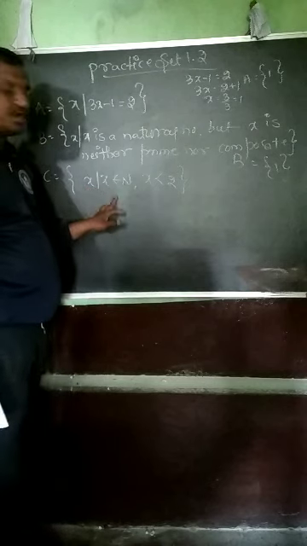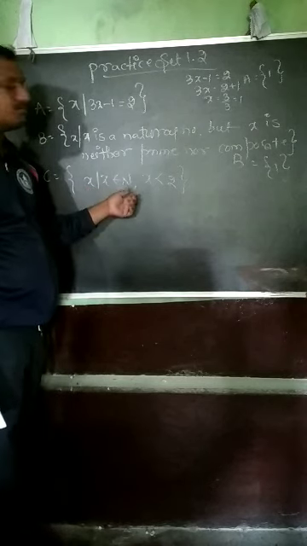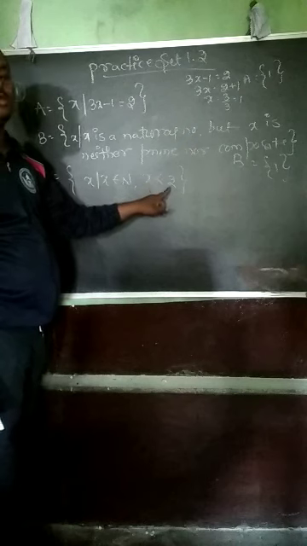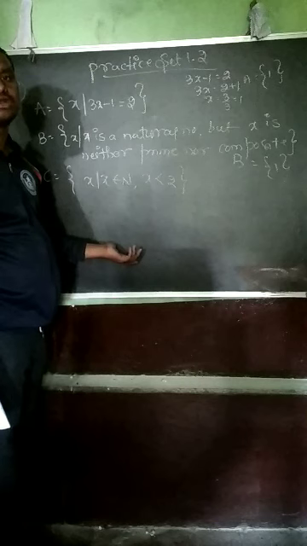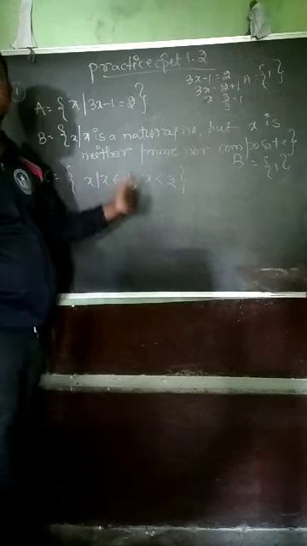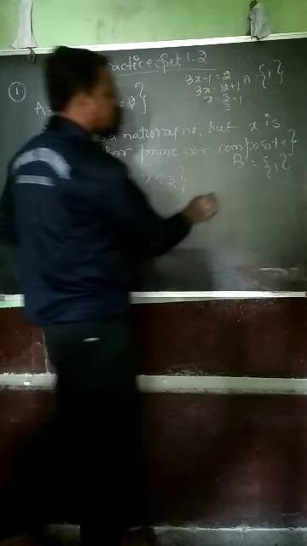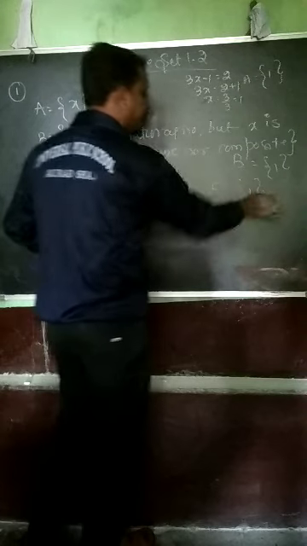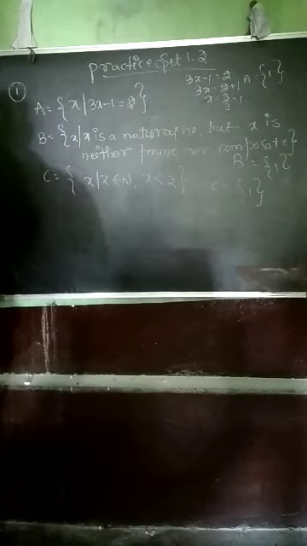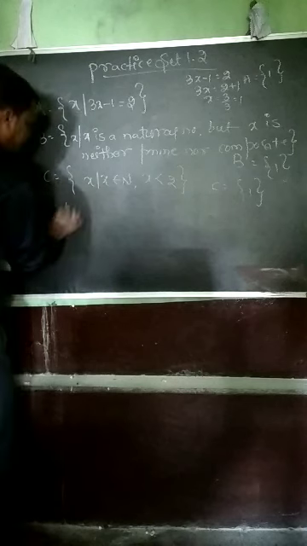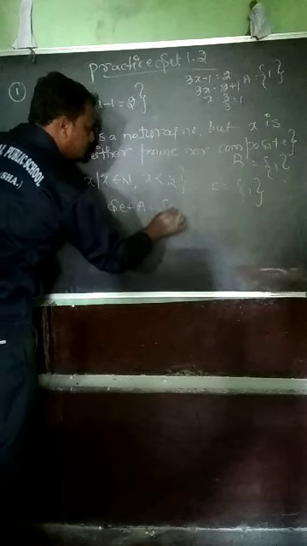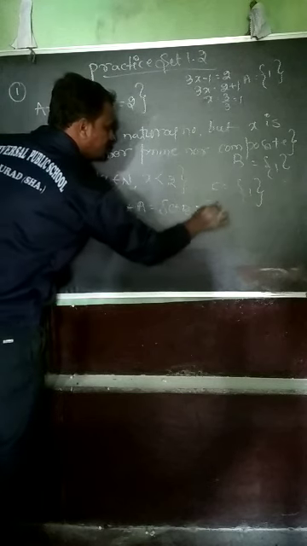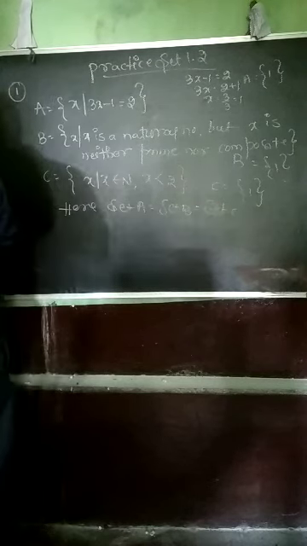Next, see x such that x belongs to natural numbers and x is less than 2. Natural numbers are the collection of counting numbers, right? So less than 2 means 1 comes, so C is equal to 1. Here, set A is equal to set B is equal to set C.